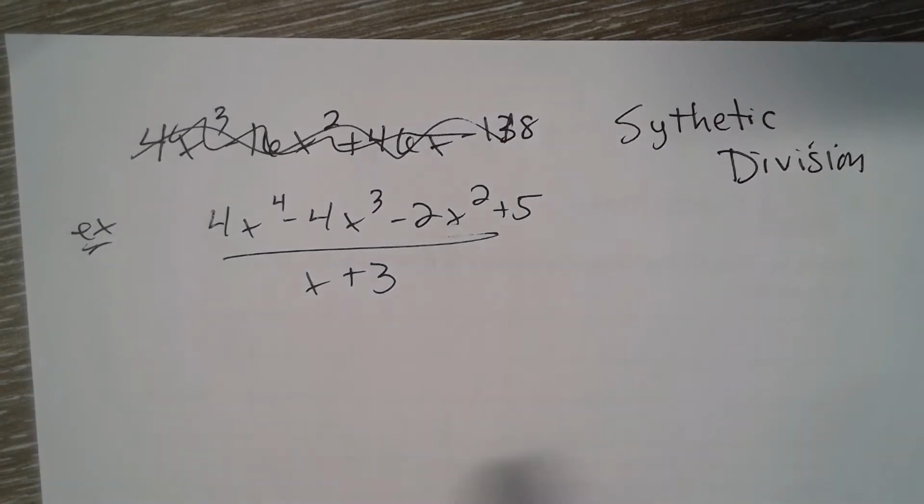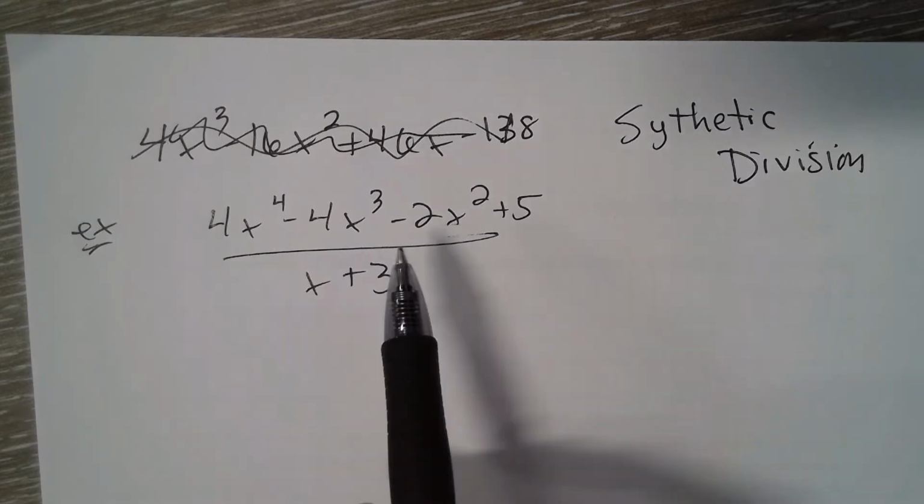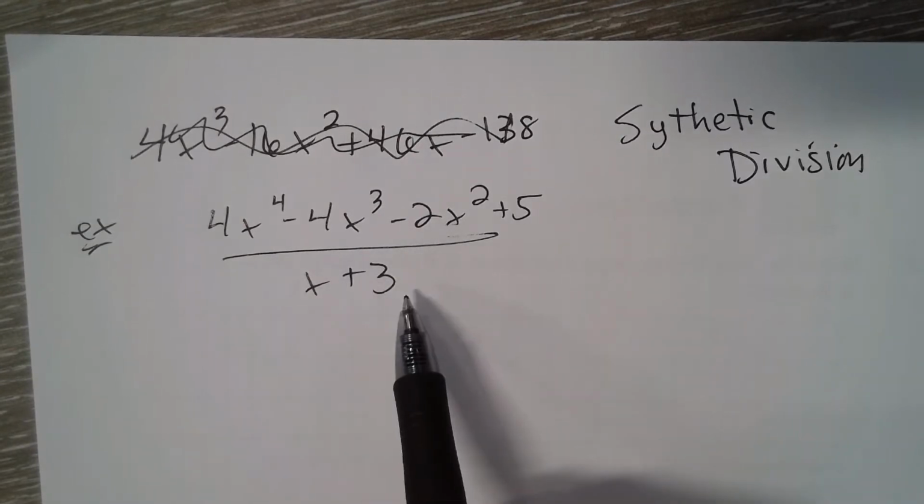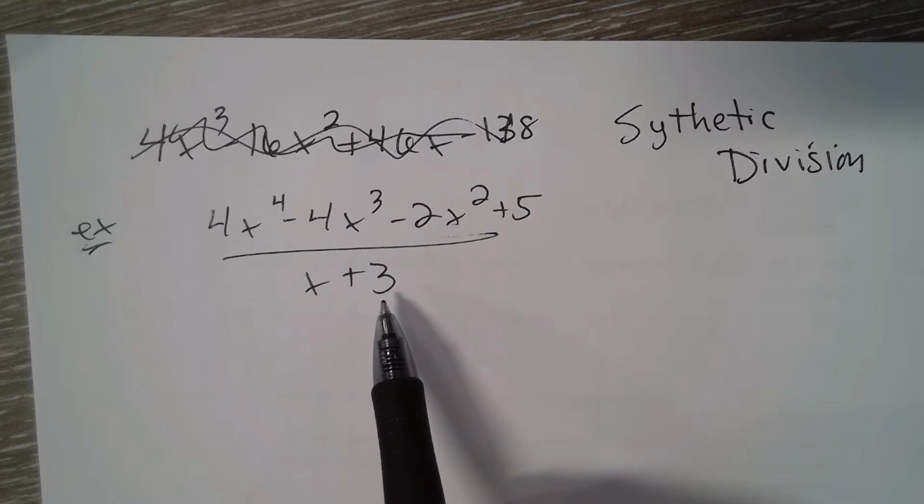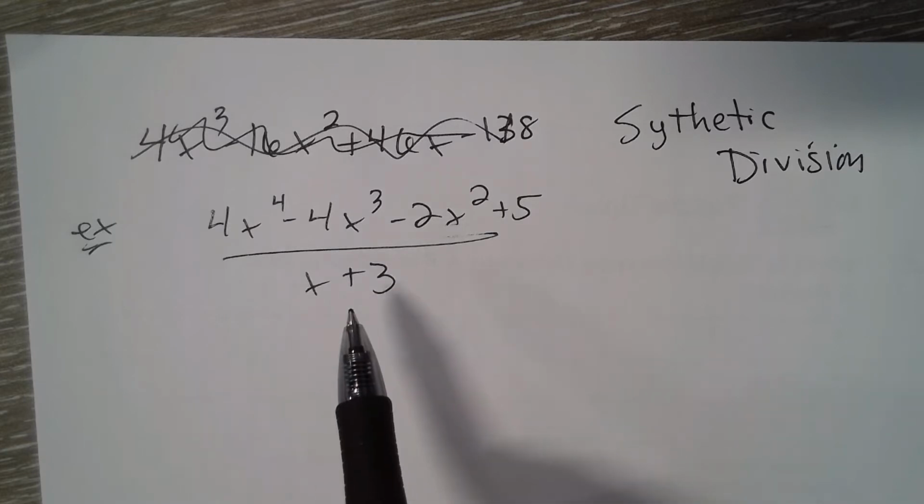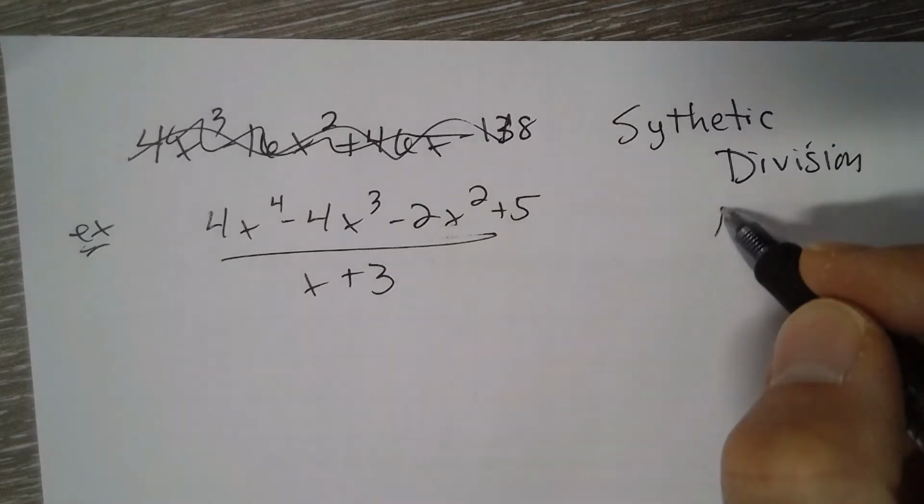I just did this problem using polynomial division. Now I'm going to do it using synthetic division. Synthetic division, I think, is inarguably easier than polynomial division. That's the good news. There's an easier way of doing it. The bad news is you can't always use synthetic division. You can use synthetic division if you're dividing by x plus something or x minus something. That's when you can use synthetic division.